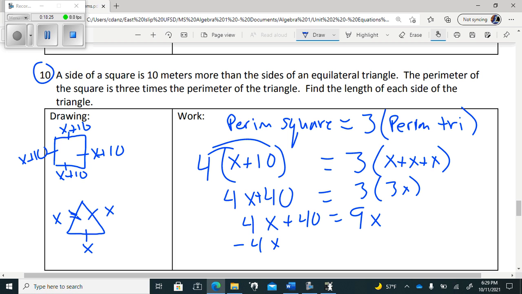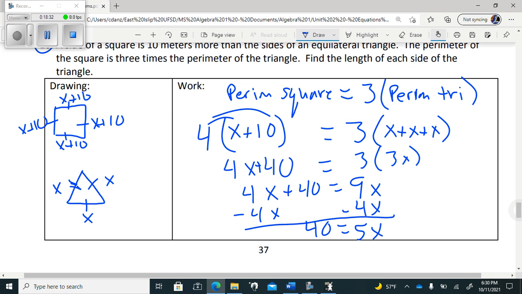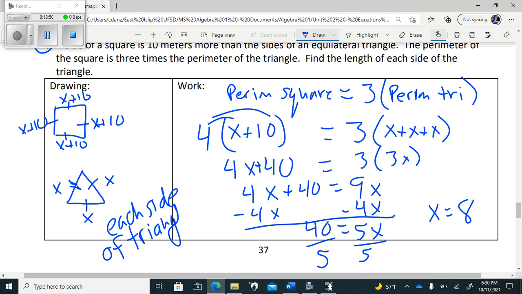I'm going to subtract 4x from both sides. I'll divide both sides by 5. And x equals 8. Find the length of each side of the triangle. So all we want is the triangle. The triangle is labeled x. So each side of the triangle is 8 meters.